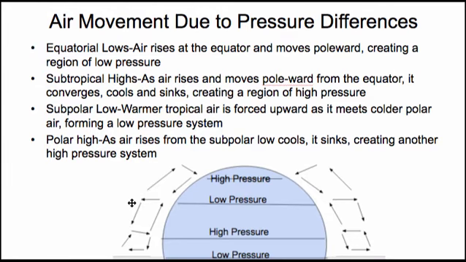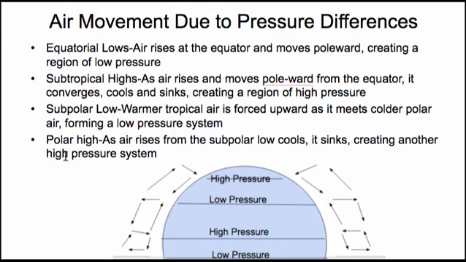Okay, so you end up with 4 different areas. You end up with an equatorial low, which is here. This is your equatorial low. And the air rises at the equator, moves poleward, creating an area of low pressure. Check, we got that one. That one's easier to understand.